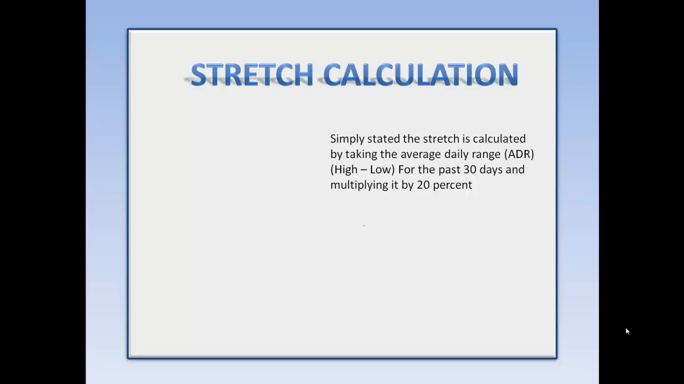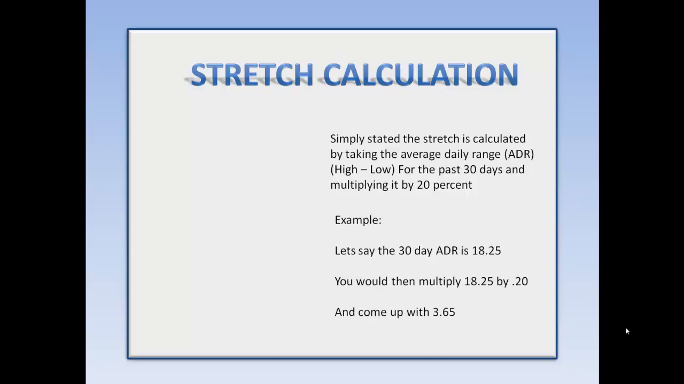Let's go over an example here. Let's say that over the past 30 days, the ADR is averaging 18.25. So we take that 18.25 and multiply it by 0.20, or 20%. By doing that, we come up with a number, 3.65.